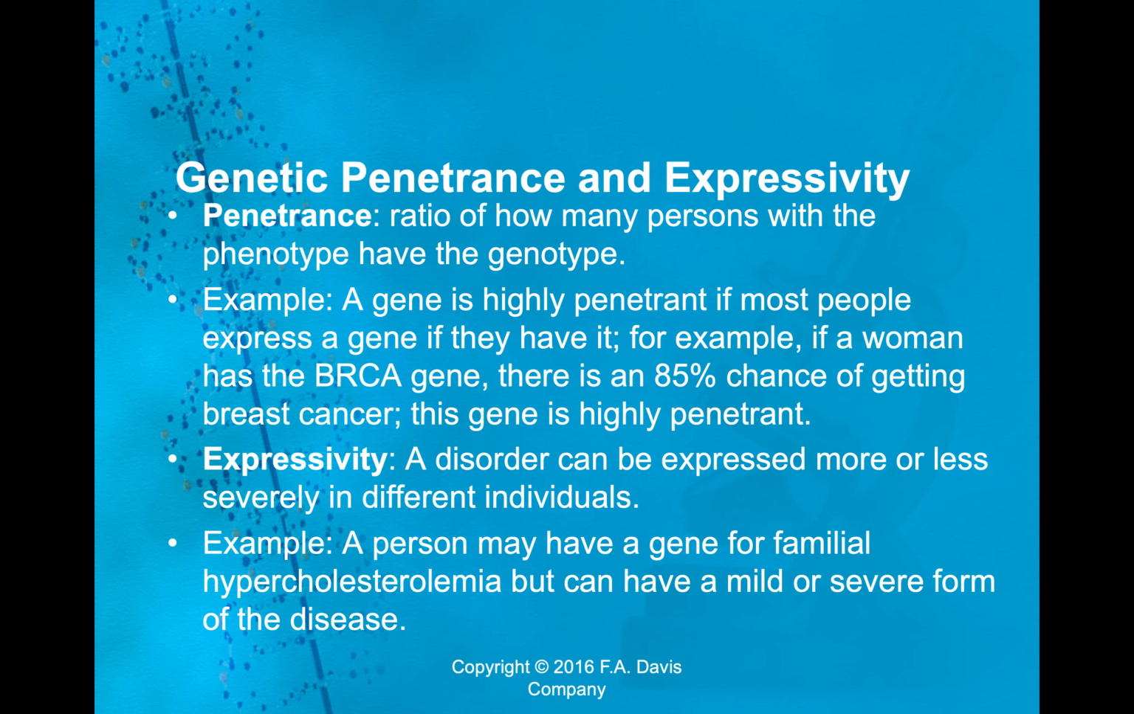Another thing that kind of happens is called penetrance. It's a ratio of how many persons with the phenotype have the genotype. So, for example, with the breast cancer gene, there are actually two of them, but if a woman has the BRCA1 gene, there's an 85% chance of getting breast cancer. In other words, it basically is a very highly penetrant gene. In other words, if you have this, you have a really good chance of getting breast cancer. It doesn't basically create the breast cancer. What it does is it's a gene that malfunctions, and you've got to have like 7 or so mutations in order to get to where you have a cancer.